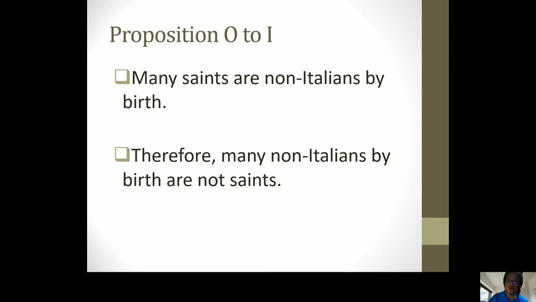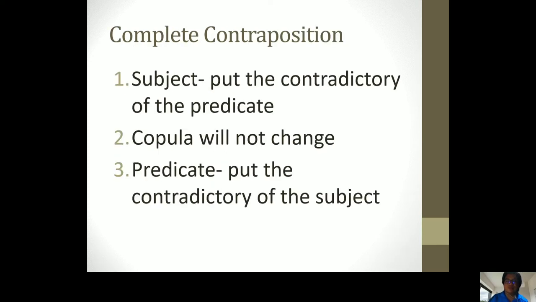Proposition O to I. Many saints are non-Italians by birth. Therefore, many non-Italians by birth are not saints. Okay, you're going to change your subject into the predicate part and your predicate into the subject. So that is for the partial contraposition or simple contraposition.